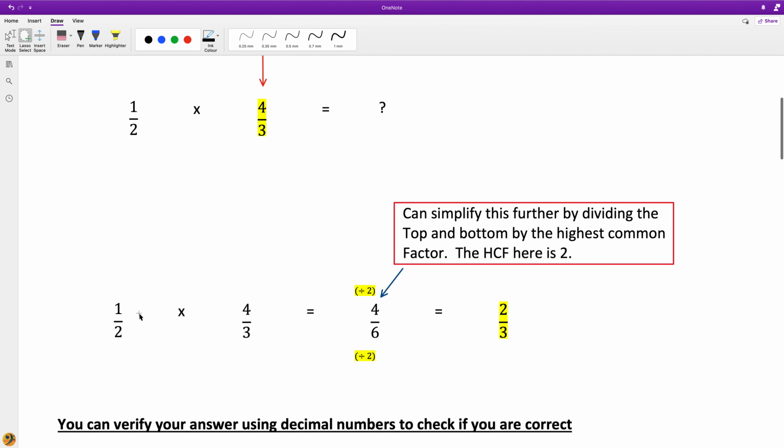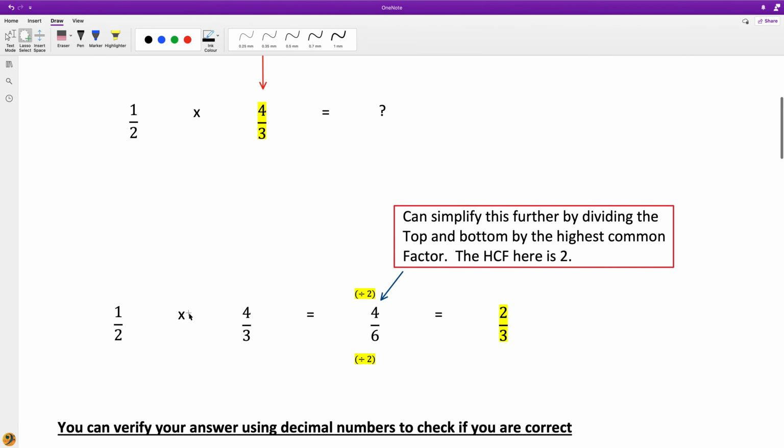So we have 1/2 multiplied by 4/3. 1 multiplied by 4 gives us 4, which is our numerator, and then 2 multiplied by 3 gives us 6, which is our denominator. Now 4/6 is the correct answer, however, 4/6 is not expressed in its simplest form.